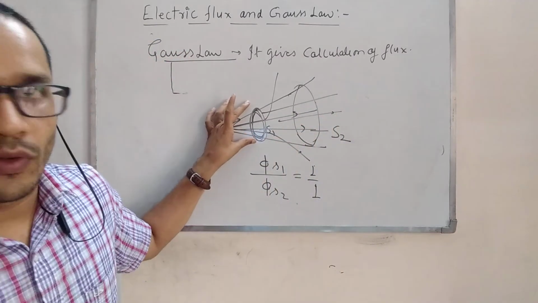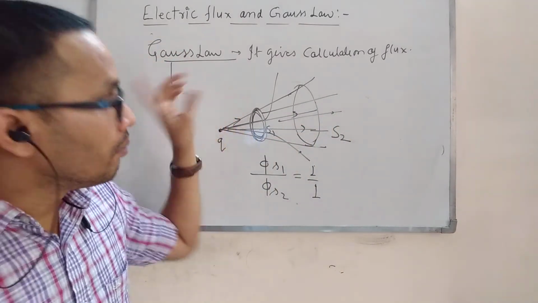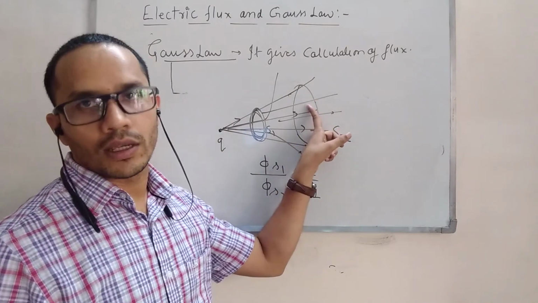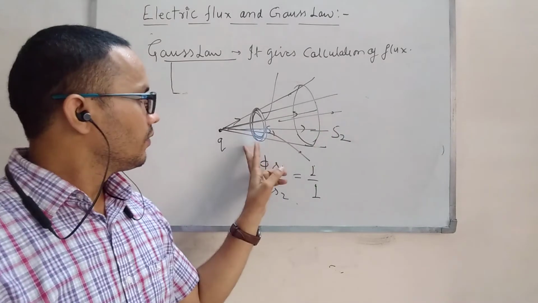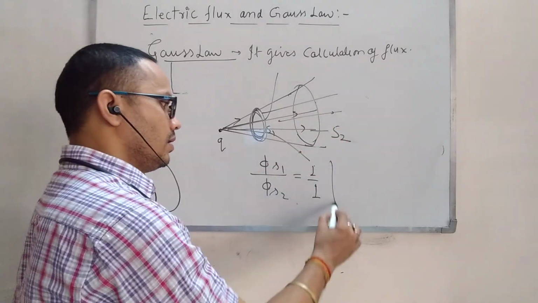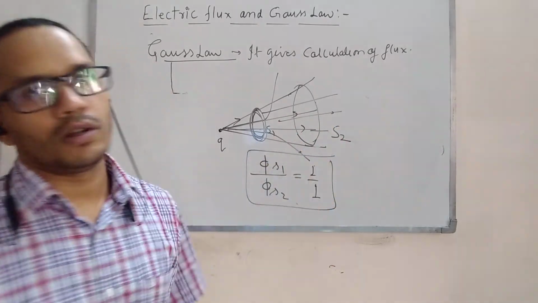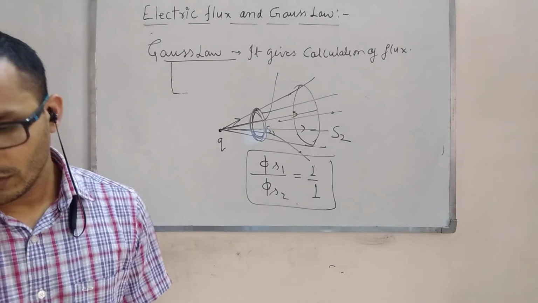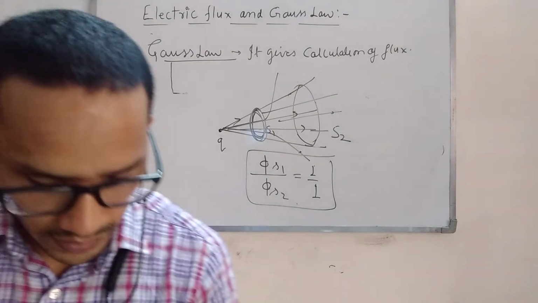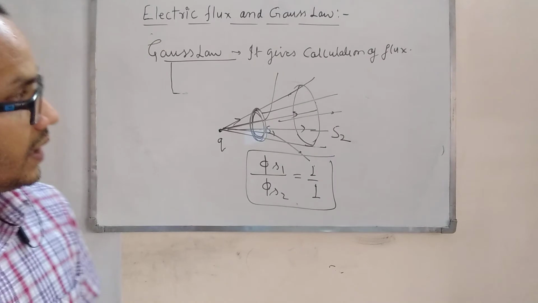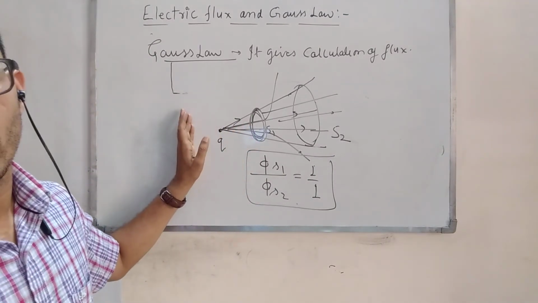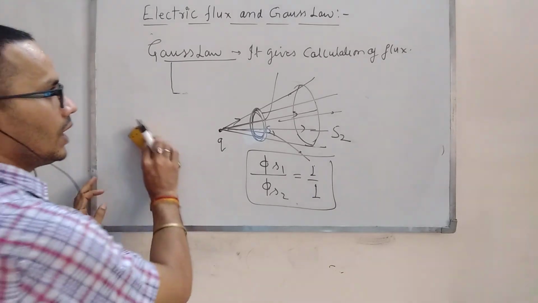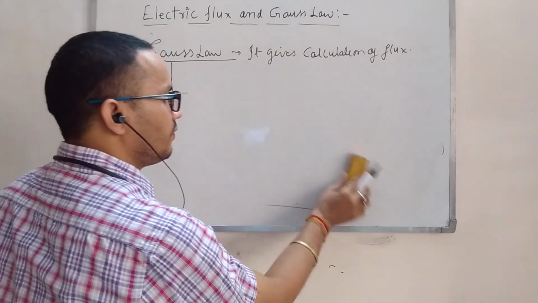Number of electric lines of forces passing through the surface S1 must be equal to the passing through the S2. Therefore, we will see same number of electric lines of forces are passing. Hence, ratio through the flux will be what? 1:1. Clear? So this is very important concept. So many numerical part of the questions has been asked based on this concept. This is all about the flux.